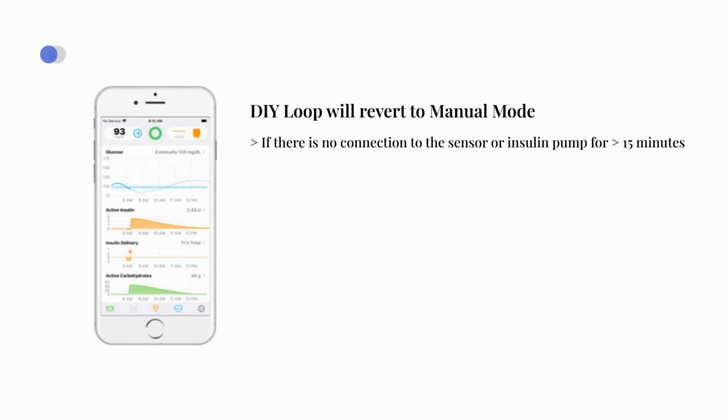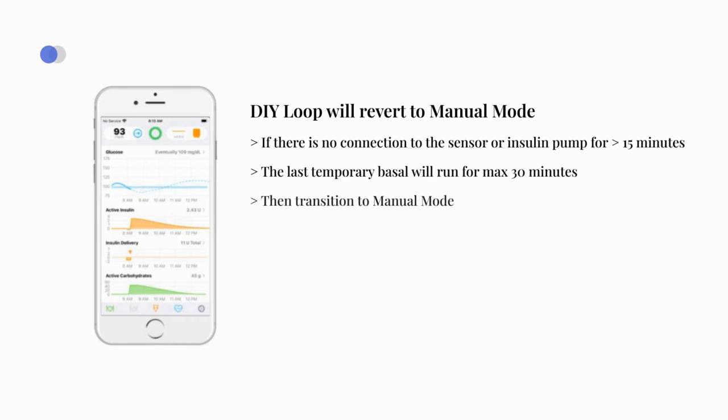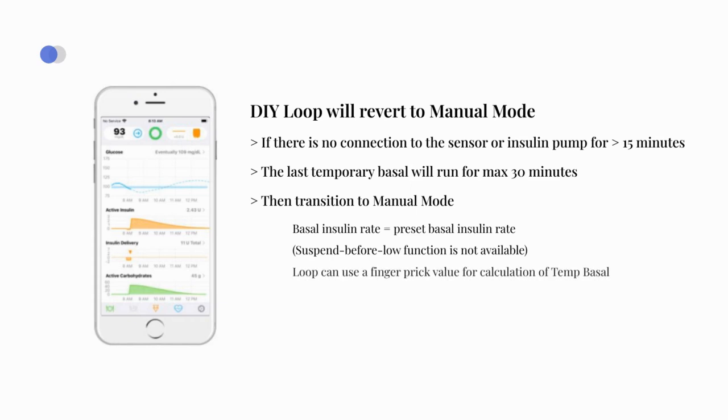When the connection is lost, the system will initially switch to the last set temporary basal rate. After a maximum of 30 minutes without a connection, DIY Loop will transition to manual mode, where the basal insulin delivery follows the preset settings. It's important to note that in manual mode, there is no suspend before low function to prevent hypoglycemia. It is possible to enter a glucose value from a finger prick in your Loop app. Loop will use this finger prick value for calculating the automated insulin delivery. Once the connection to the pump or sensor is re-established, DIY Loop will automatically resume auto mode and continue with the automated insulin delivery.